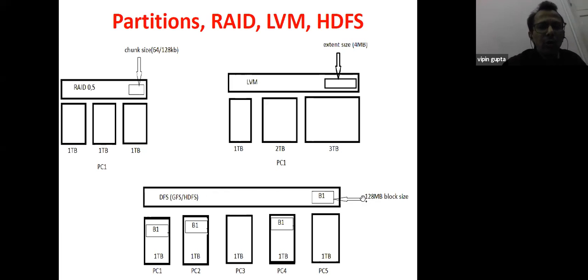Another beauty of the HDFS file system is, suppose I have saved one file of 120 MB, it automatically creates 3 copies of that. That means this 120 MB will be saved, I'm just giving an example, here, here and here also.